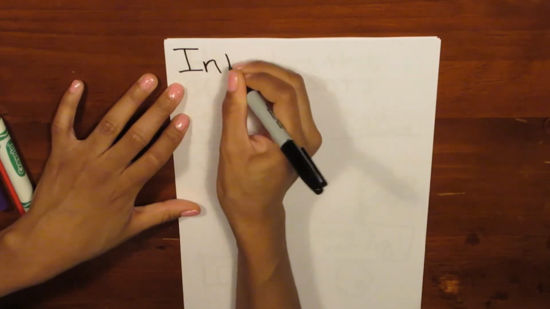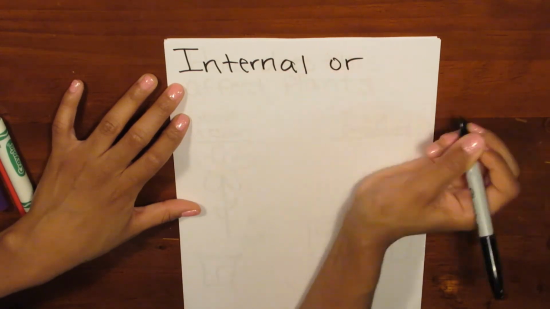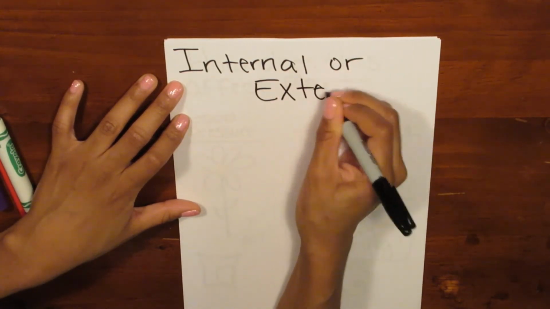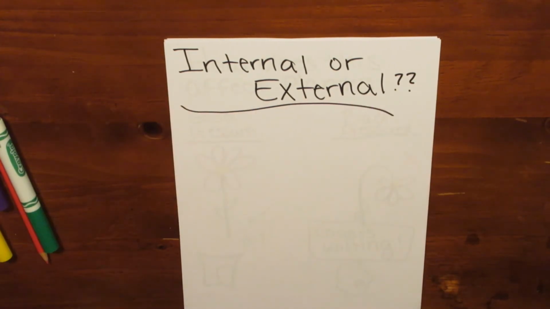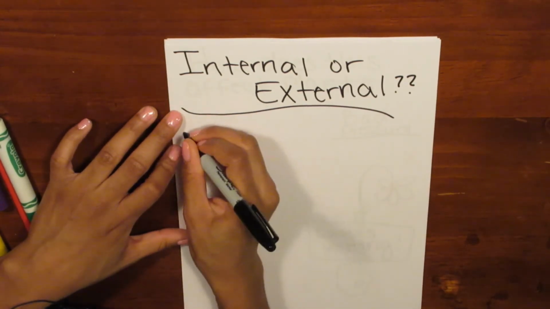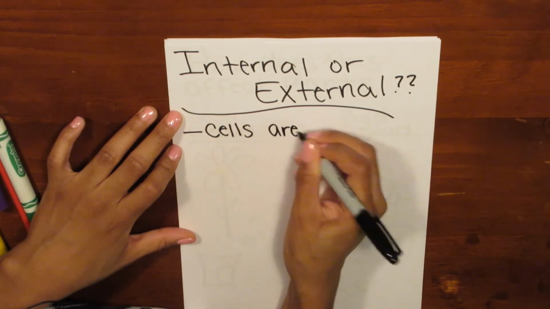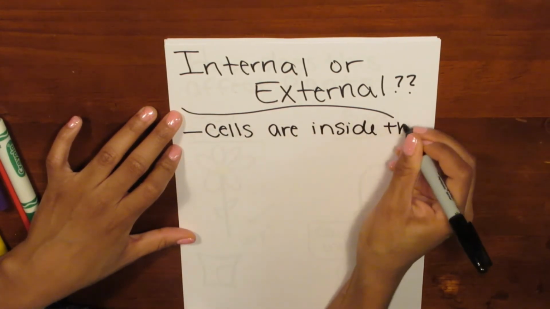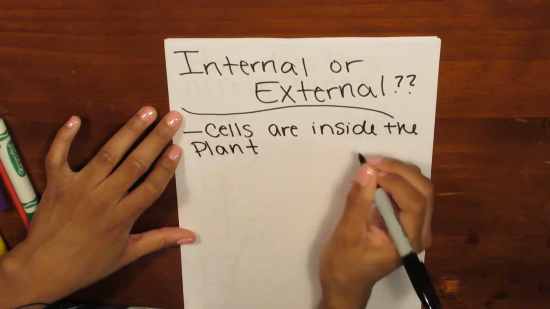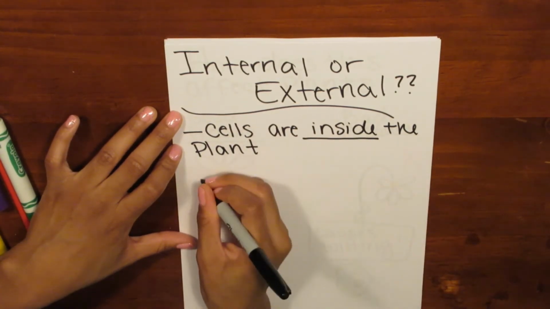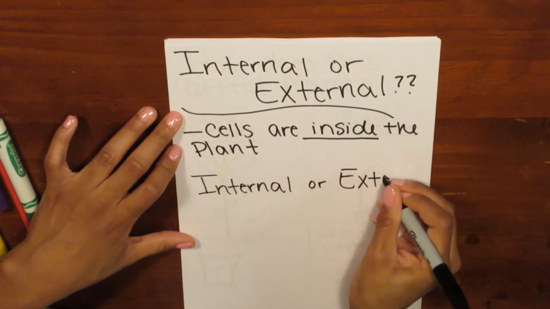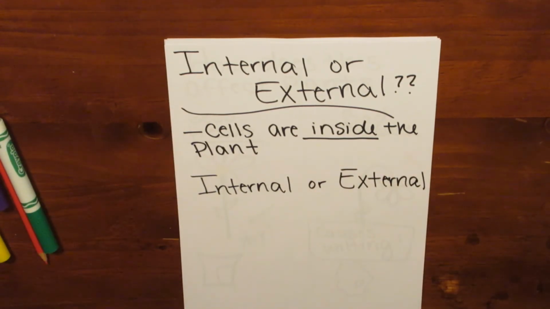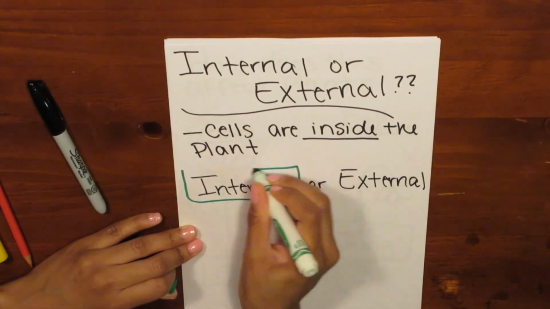So let's look at, is this something that's internal or is it external? Let's think about that. Internal or external? So this process is taking place in cells that are inside of the plant. So take a second, think. Is this going to be internal or is this going to be external? Let's see. It's internal because it happens inside. Kudos to you if you got that right before I even circled it.